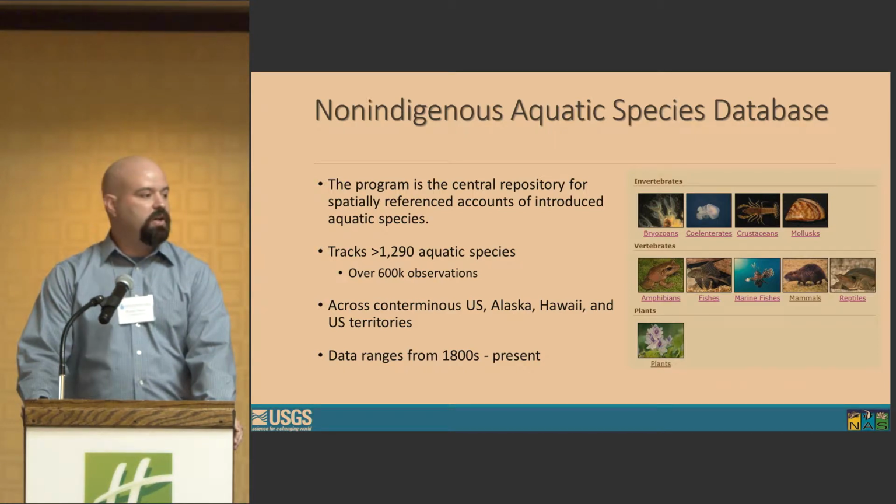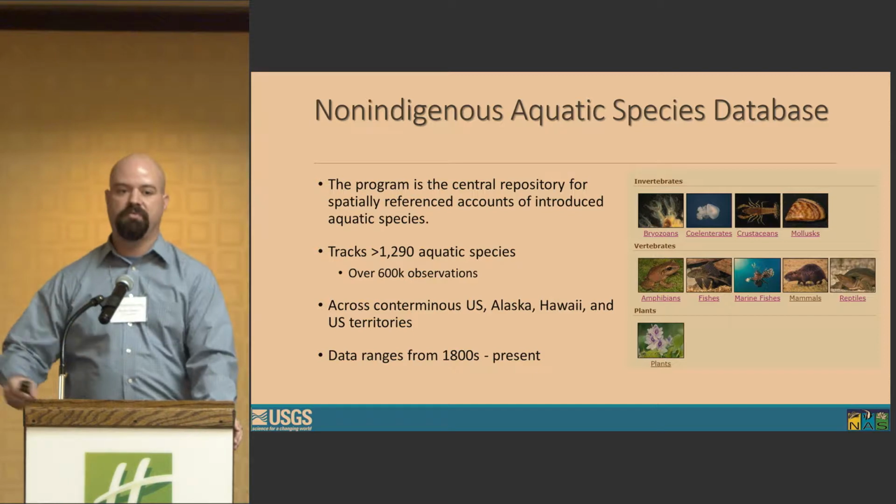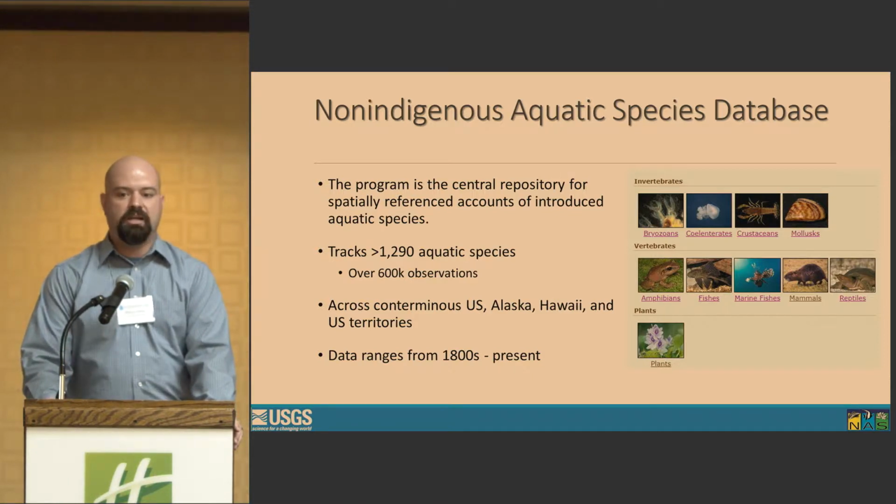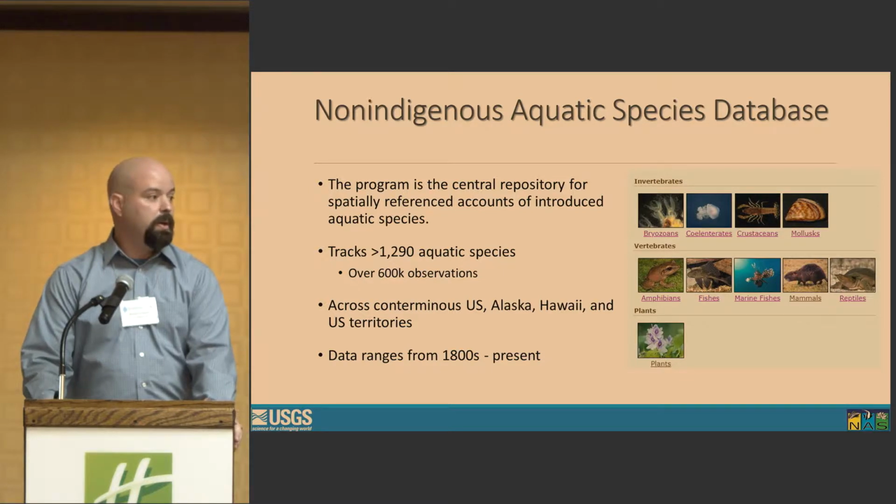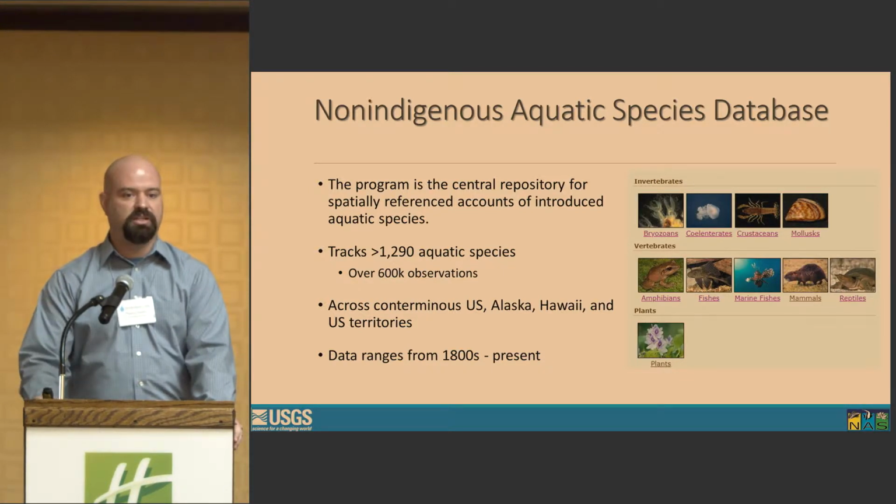We have 1,290 species we track at this time. You can see the groupings of the species there. We just added a new landing page for our marine fishes. We've always tracked marine fishes, but we wanted to give them a little extra love and gave them their own spot. So if you're interested in those, please come visit our new landing page.